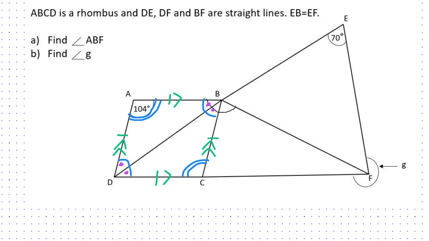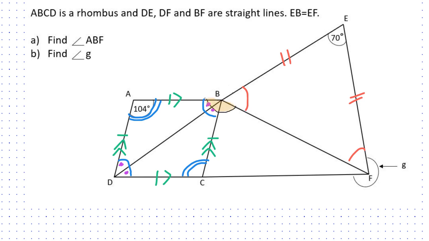So next, the question says that EB and EF are equal. So since BF is a straight line, EBF is a triangle. So since two sides of this triangle are equal, EBF is an isosceles triangle where the opposite angles of the equal sides are equal.